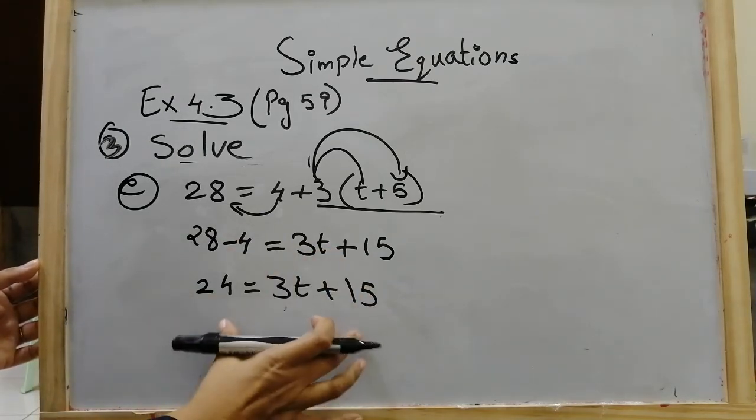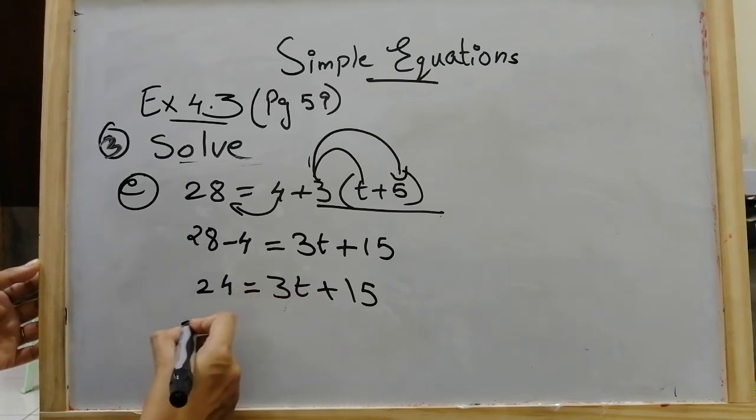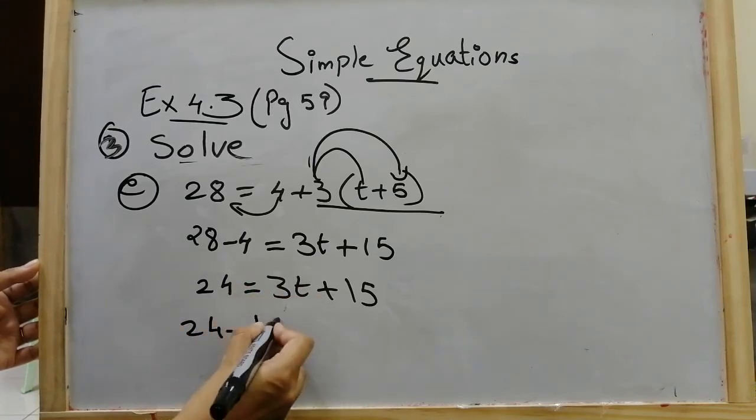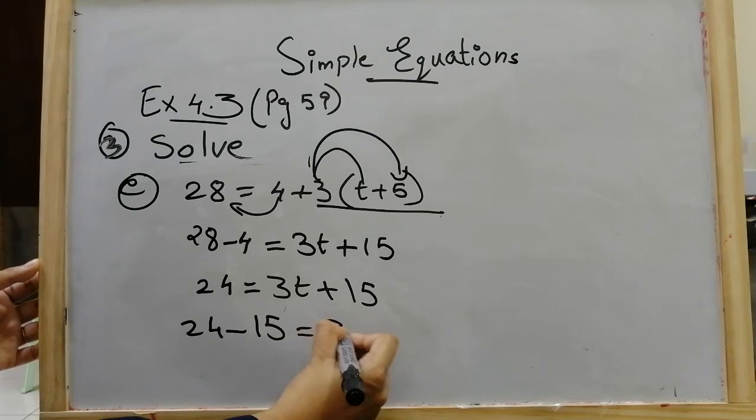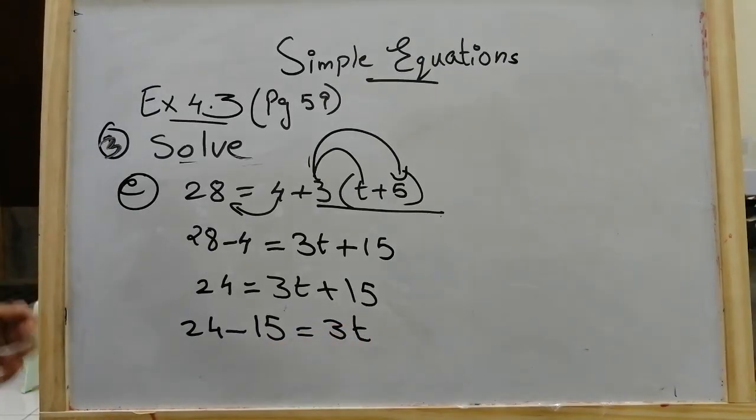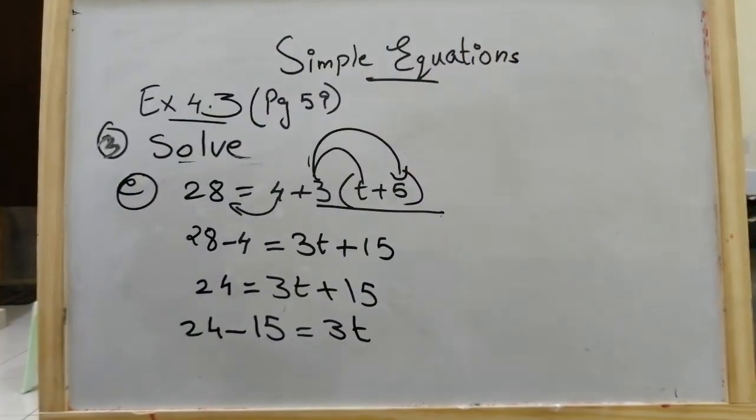Now again, numbers together, leave the variable. 24 minus 15 is equal to 3t. Okay, now what is 24 minus 15? We'll write it here.